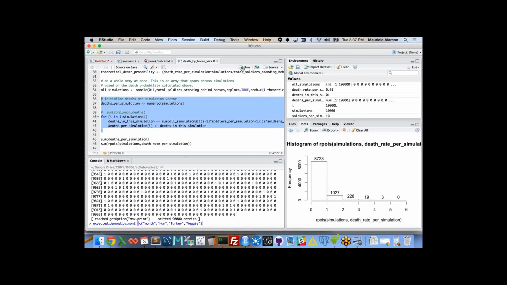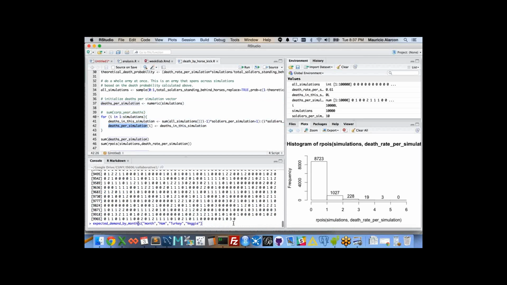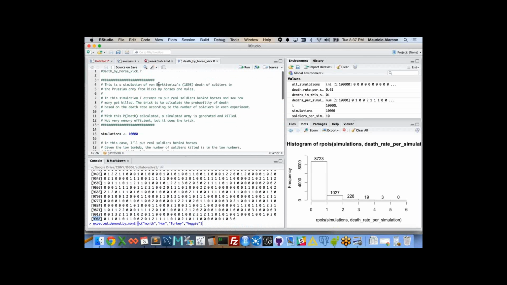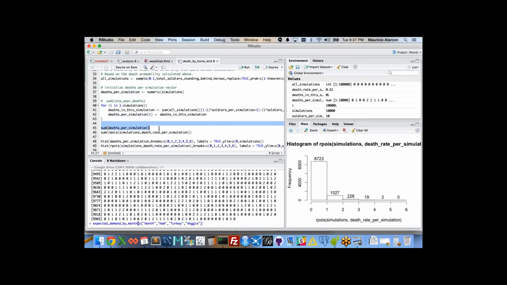This is an output. These are the results of all my simulations. If I look at this, these are already the totals. So this one cluster had 0 deaths, this one had 3 deaths, this one 0, 1, and so on and so forth. And this is all for my 10,000 simulations. I observed a total of 6,000 deaths.